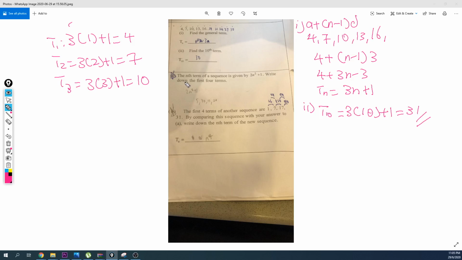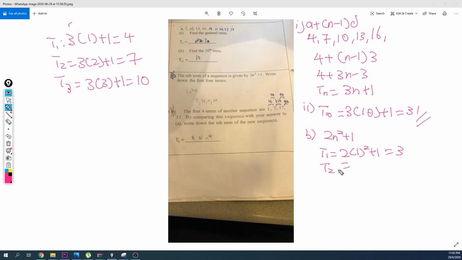For the next part of the question, we're told that the nth term of a sequence is given by 2n squared plus 1, and we're asked to write down the first 4 terms. To find them, we just need to substitute the values into the formula. To find the first term, T1, you just put 1 in for n, so that will be 2 times 1 squared plus 1, and that will be 3.